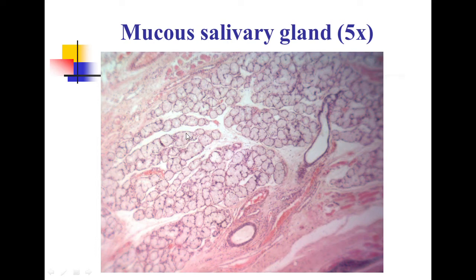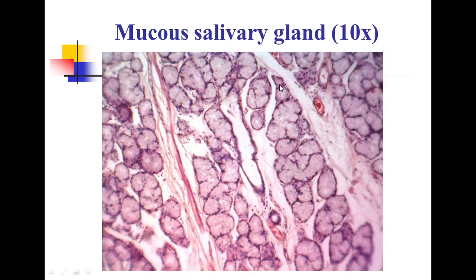Okay, and in the lobule you can see the mucous acini. These are lightly stained. This is 5x magnification. This is 10x magnification, that is a low power magnification. So under low power you can see the acini. So these are all acini. These are mucous acini, lightly stained acini, and you can see the nuclei which are flattened and peripherally situated.